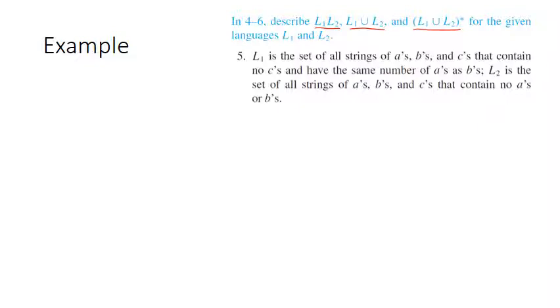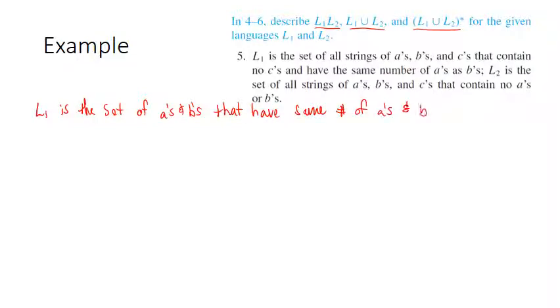Okay, so let me just kind of break that down a little bit more. So L1 is the set of A's and B's that have the same number of A's and B's. L2 is just C's.